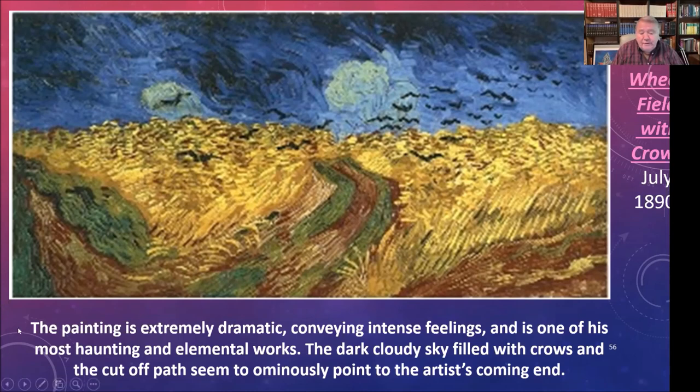This is called Wheat Field with Crows. Very dramatic, very turbulent. It's his last painting. To me, this conveys really intense feelings on the edge. Dark, turbulent sky filled with crows. And look at that path in the middle. It just suddenly stops.